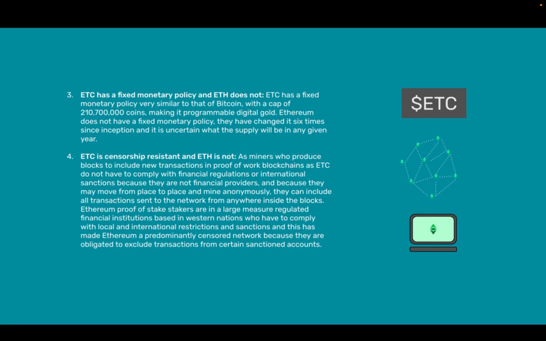4. ETC is censorship resistant and ETH is not. As miners who produce blocks to include new transactions in proof-of-work blockchains such as ETC do not have to comply with financial regulations or international sanctions because they are not financial providers and because they may move from place to place and mine anonymously, they can include all transactions sent to the network from anywhere inside the blocks. Ethereum proof-of-stake stakers are in large measure regulated financial institutions based in Western nations who have to comply with local and international restrictions and sanctions, and this has made Ethereum a predominantly censored network because they are obligated to exclude transactions from certain sanctioned accounts.